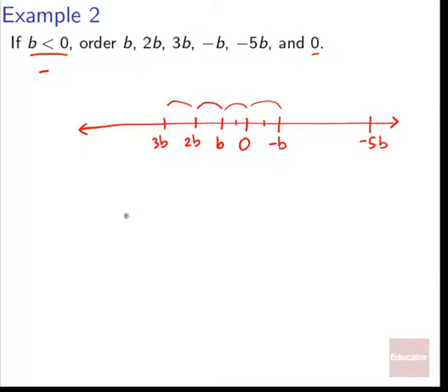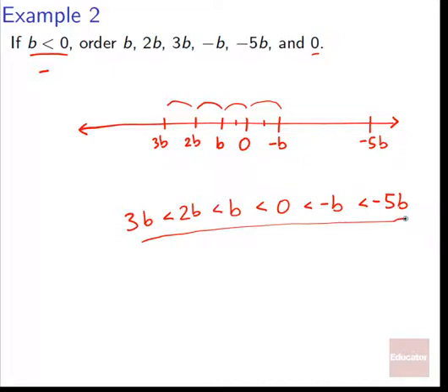So now we see what our order is. 3b is less than 2b is less than b is less than 0 is less than -b is less than -5b. So what would otherwise be a very difficult problem for us to solve if we were just trying to do it all in our head, trying to think purely in terms of the numbers going on, it becomes a lot easier with a visual representation.